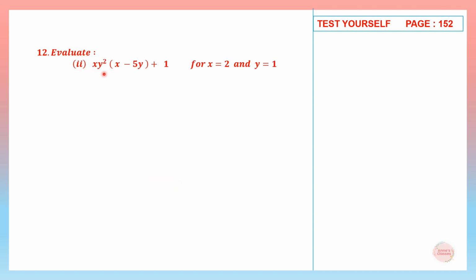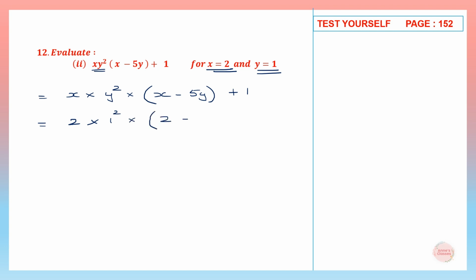Second question under 12, a similar question. This time we have the values of x and y. So let's first expand this part. So that is going to be x into y square into what is given within brackets is x minus 5y and outside the bracket we have plus 1. So now let's substitute. x is 2 and y is 1. So wherever you have x, put 2. So 2 into wherever you have y, put 1. 1 square into x is 2 minus 5, y is 5 into y. And y is 1. So 5 into 1 is 5 plus 1.